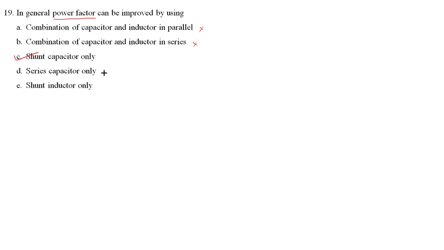Now series capacitor. Why are we using a series capacitor? Series capacitor is used to reduce X, to reduce the effective line reactance. If we reduce the line reactance, the power transfer capability will increase, because power transfer capability is given by Vs VR by X sin delta. If we use the series capacitor, then X will be XL minus XC. So this XL minus XC will get reduced. That is, the denominator gets reduced. Therefore, power transfer capability will be increased.